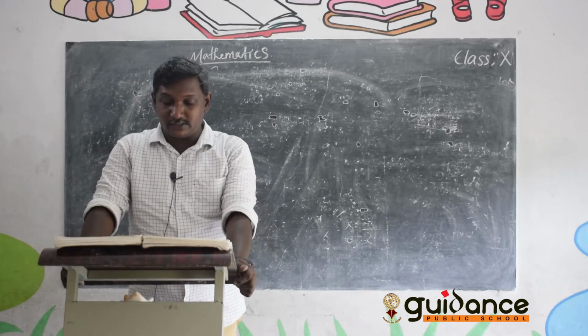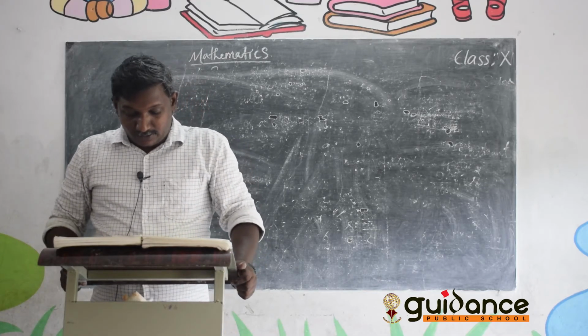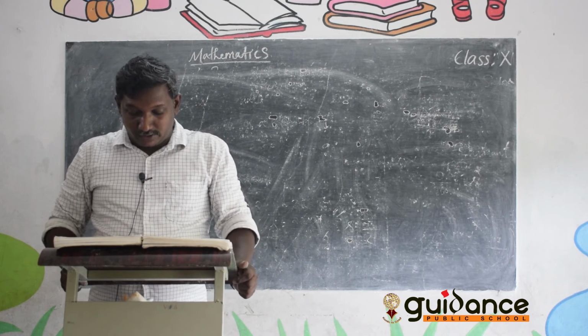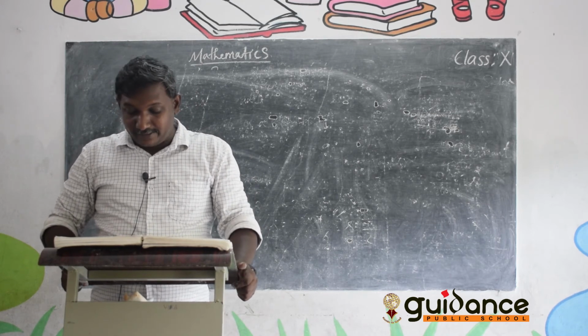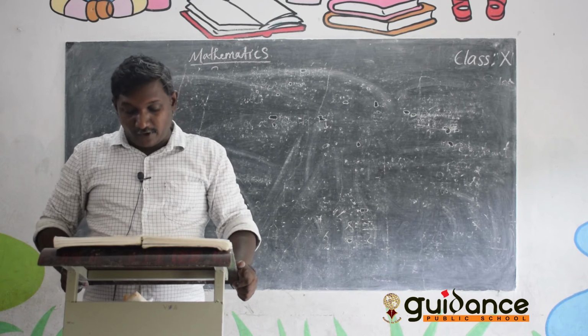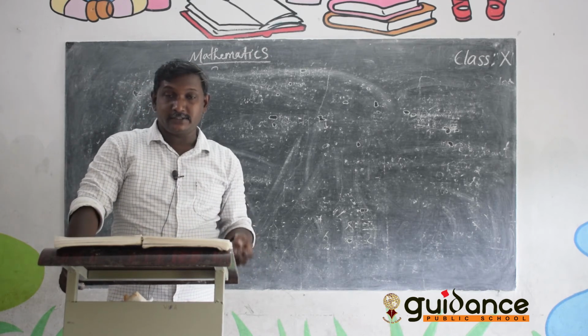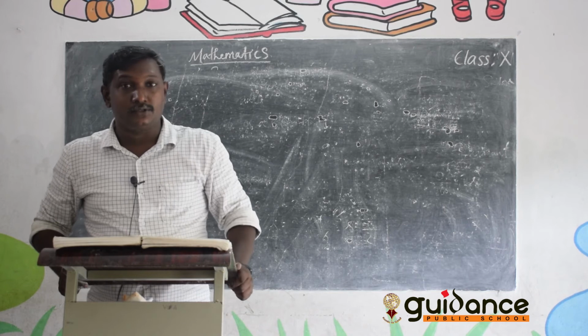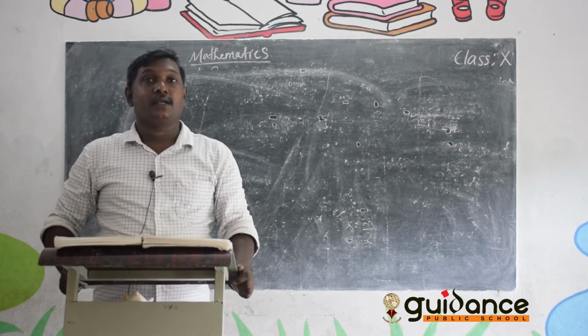Now we can see the next question. The length of the minute hand of a clock is 14 centimeter. Find the area swept by the minute hand in 5 minutes. So again, you can see the question number 3. It's a very important question because it's related to a clock.